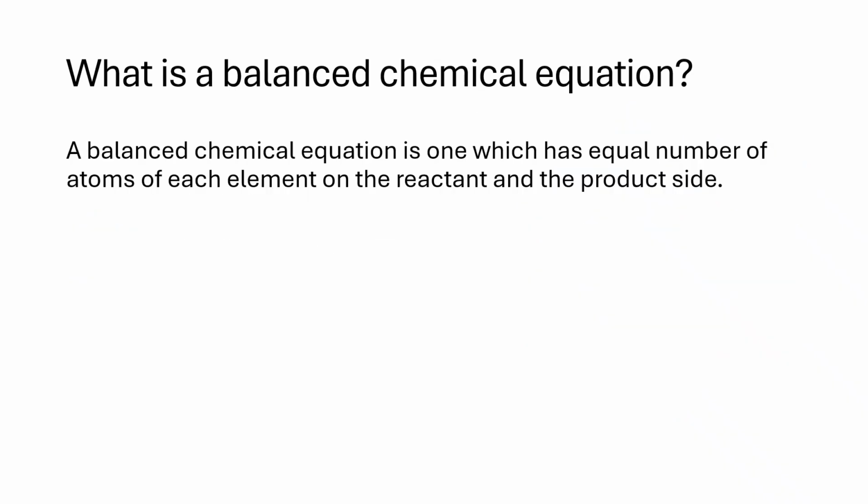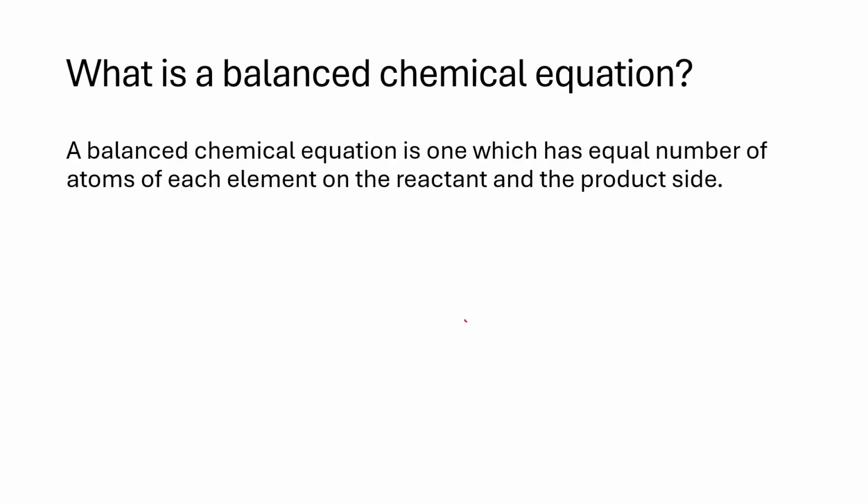Now what is a balanced chemical equation? As you can see, the definition is pretty clear. A chemical equation which has equal number of atoms of each element on the reactant and the product side. So let's try to understand this using an analogy.